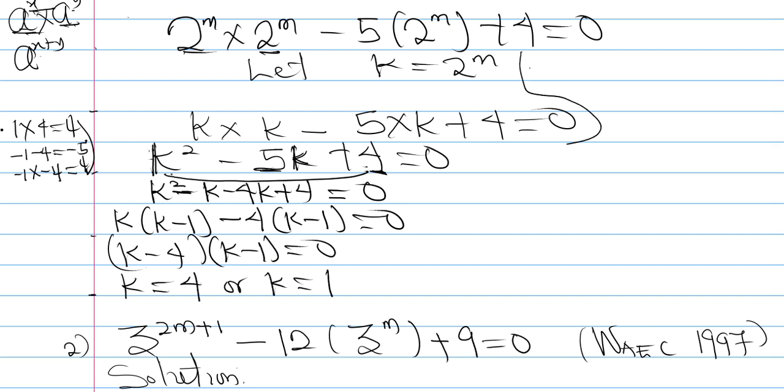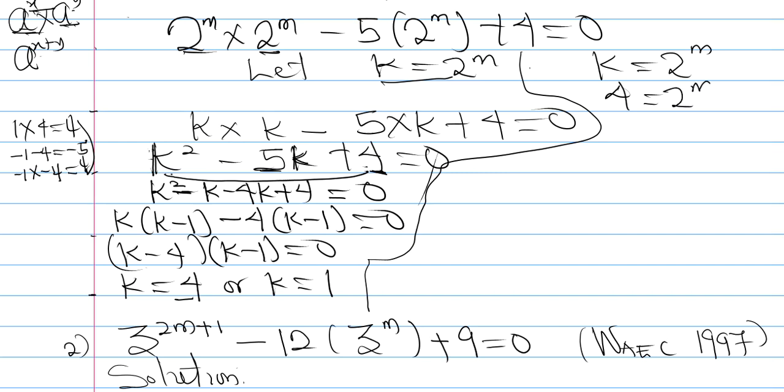Now let me manage this aspect here. Don't forget, I will record that k is equal to 2 raised to power m. For k equal to 4, we have 4 equal to 2 raised to power m. Here we can say 2 raised to power 2 equal to 2 raised to power m. The base cancels, so m is equal to 2.